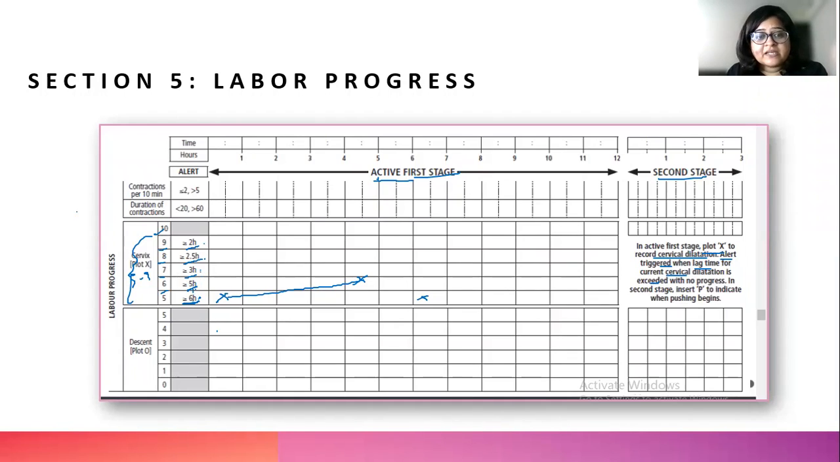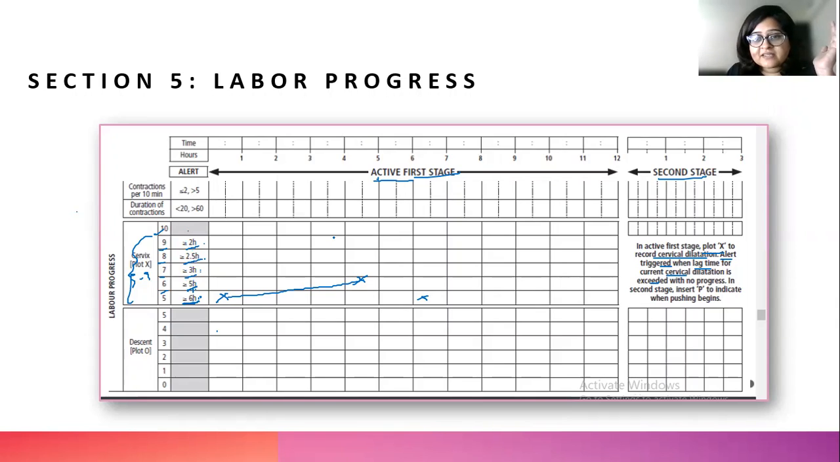10 centimeter, the alert line is no longer the 1 centimeter per hour line. We no longer say the woman should now deliver within 6 hours if she comes at 4 centimeters. We are now saying we can allow her to be at 5 centimeter for 6 hours, at 6 centimeters for 5 hours, at 7 centimeter for 3 hours, at 8 centimeter for 2.5 hours, at 9 centimeter for 2 hours.